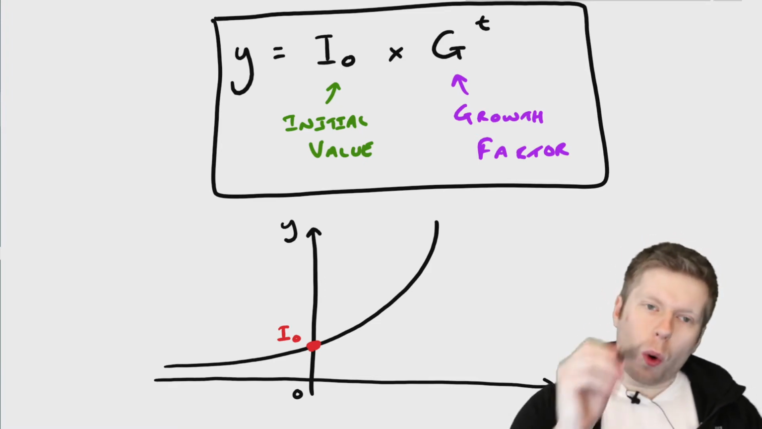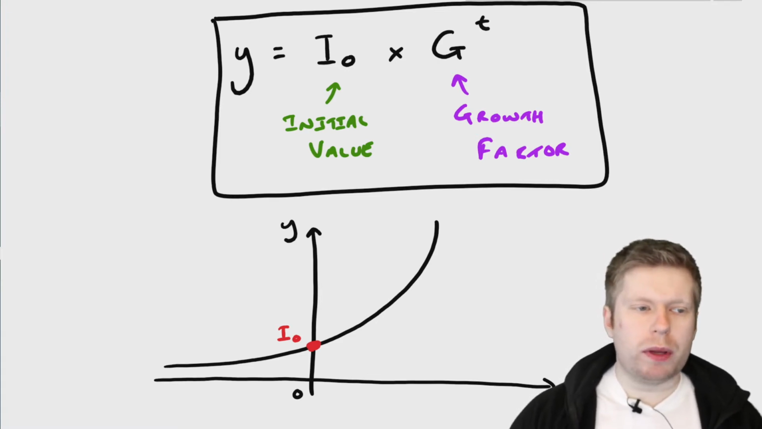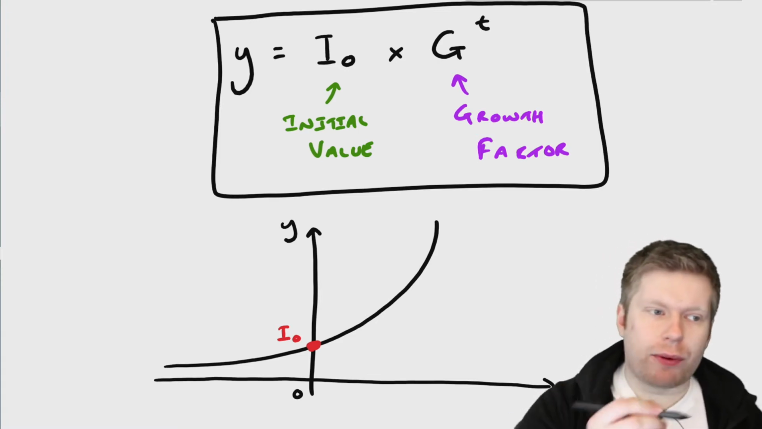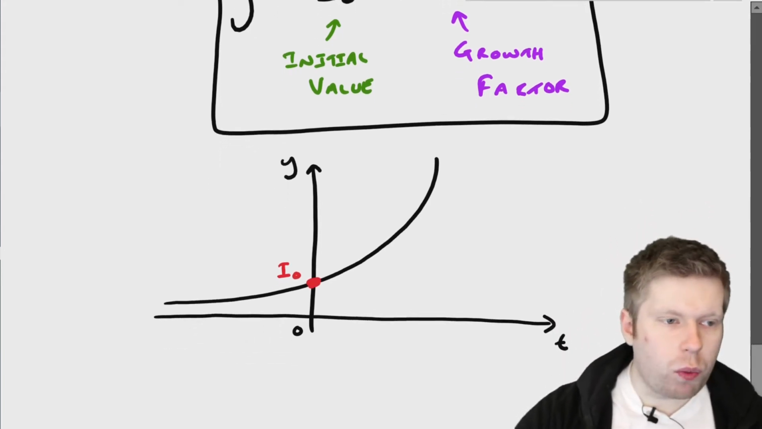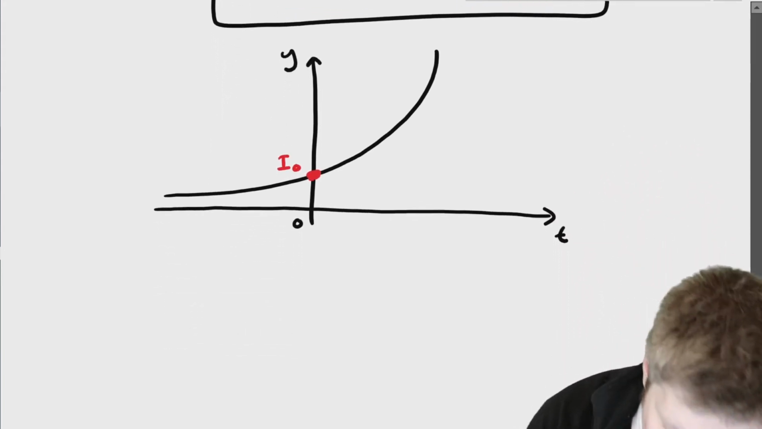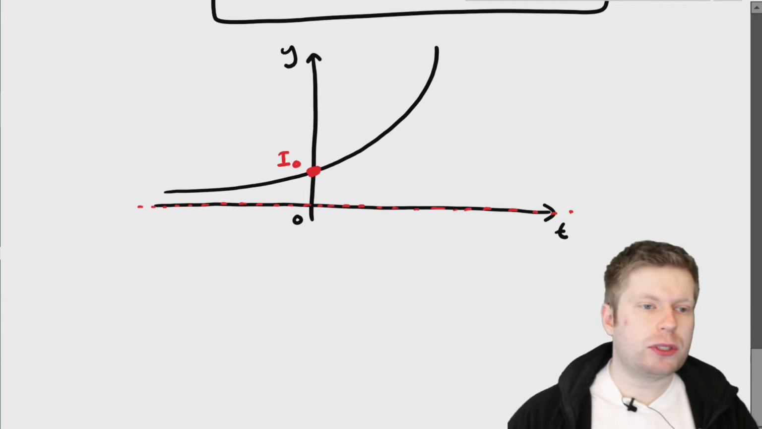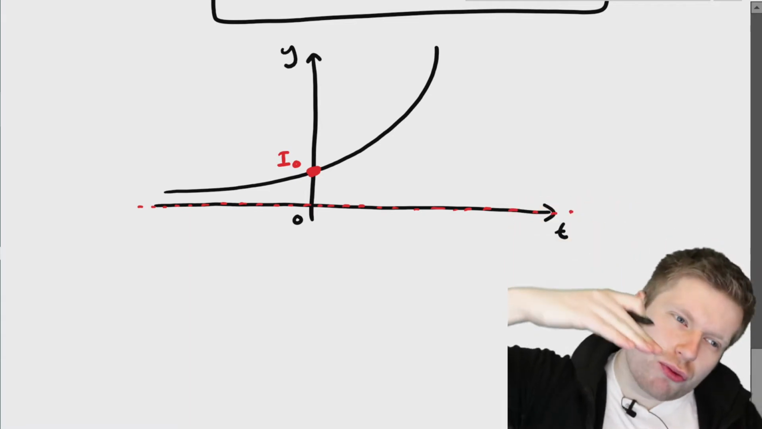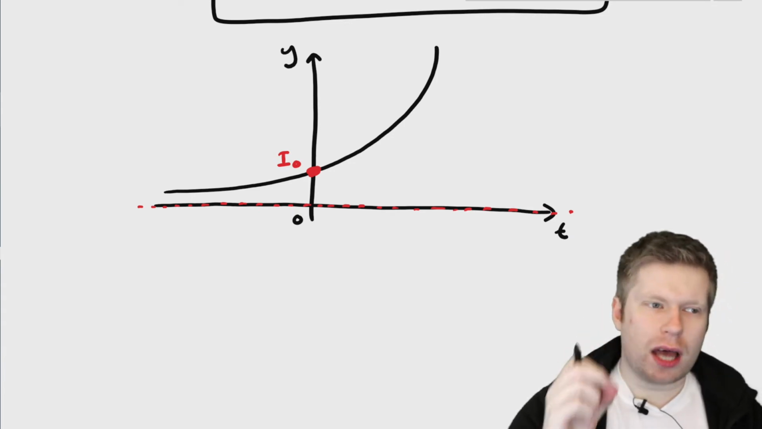Okay, but you also notice that you are never, ever going to reach 0. So your population is never, ever going to reach 0. In other words, we would say that this line here, the x-axis, or in this case the t-axis, the time axis, is going to be an asymptote. In other words, this graph gets really, really close to that x-axis, but it never, ever touches it.